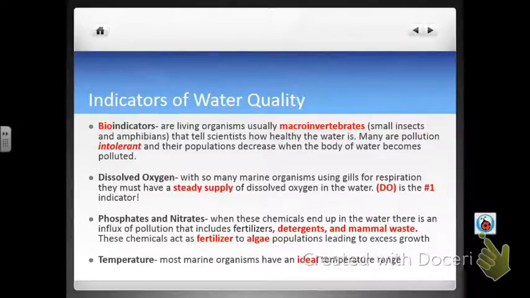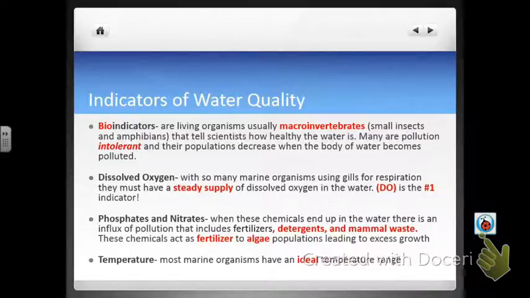Macro means large enough to be seen. Invertebrate means without a backbone. And so this would be all your crustaceans, your crayfish, your mayflies, your dragonflies, insects that live around water, as well as amphibians. They are very sensitive. They are pollution intolerant. And because they are pollution intolerant, if the water is not healthy, their populations are going to go down.